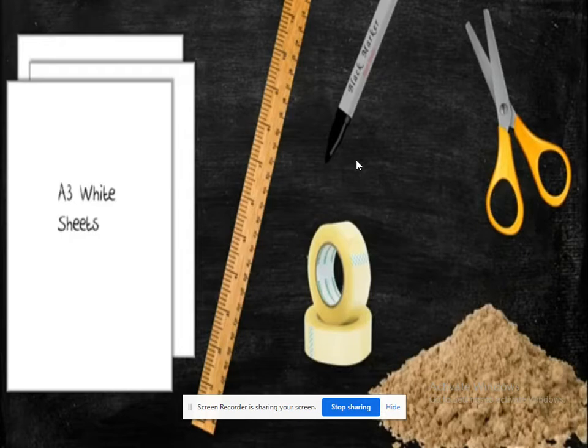So to perform this activity, you all need three A3 white sheets. You need to take any three white sheets. You can take A4 also. Next, you need a ruler. You need a marker. You need one scissor, one tape, and here you can see this is sand. 1 kilogram of sand, or even if you don't get sand, you can take 1 kilogram of salt. So these are the things which you all need to do this activity.